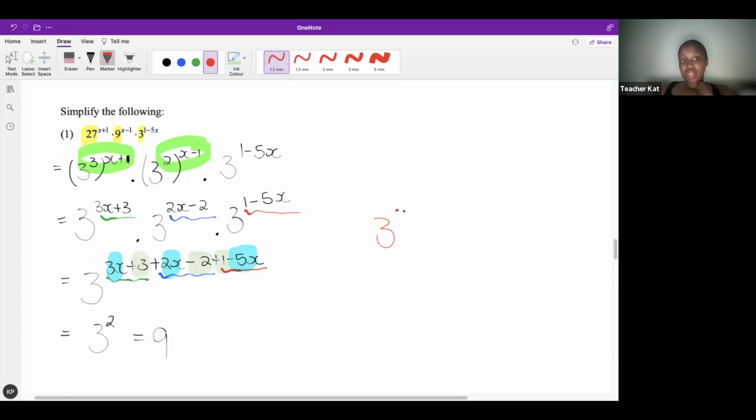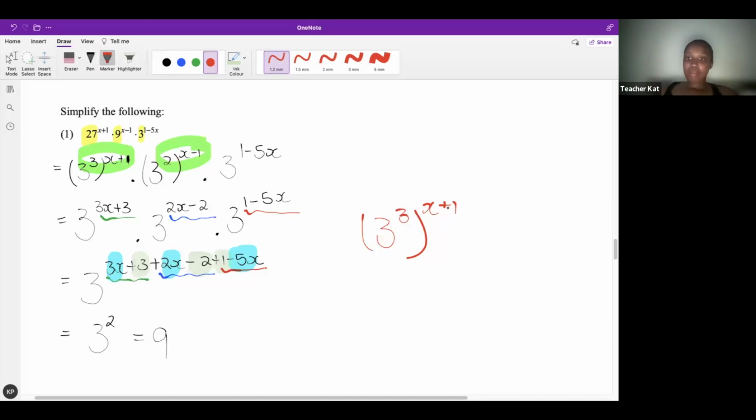But now we had power to a power, right? We had a 3 cubed to the power of x plus 1. And the law of power to a power says, what do you do when you have two exponents? What do we do when you have two exponents? We multiply. Thank you, Seth. Andile, are you with me?